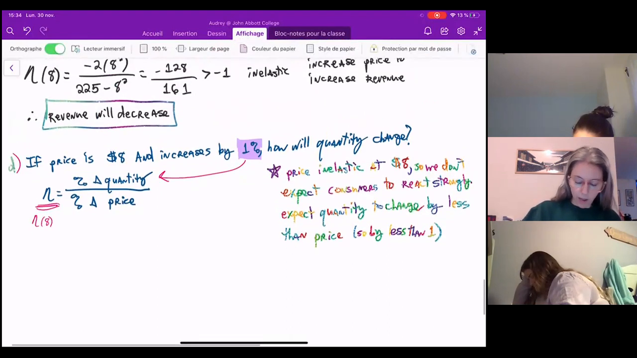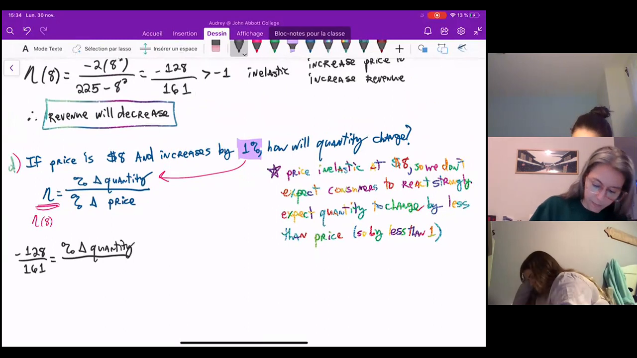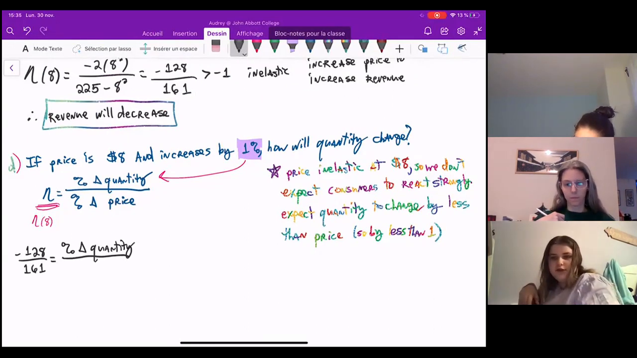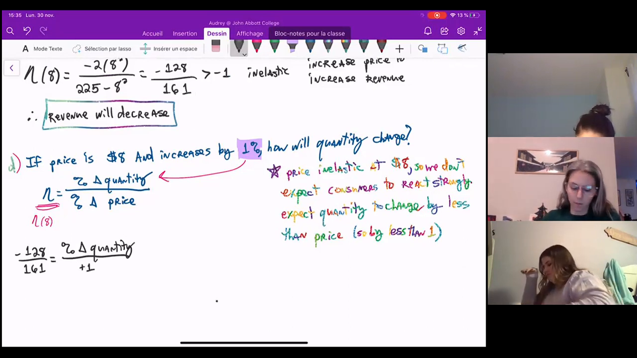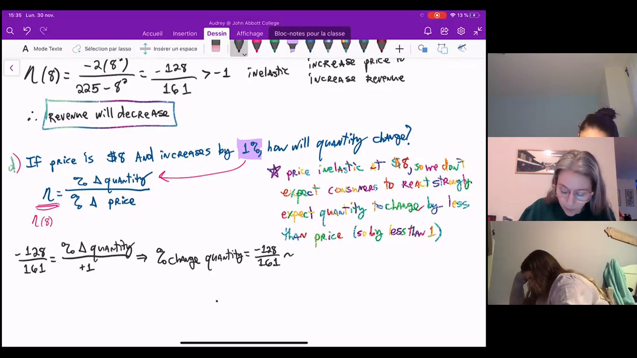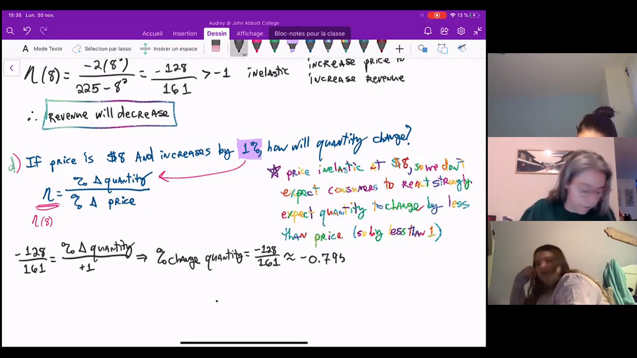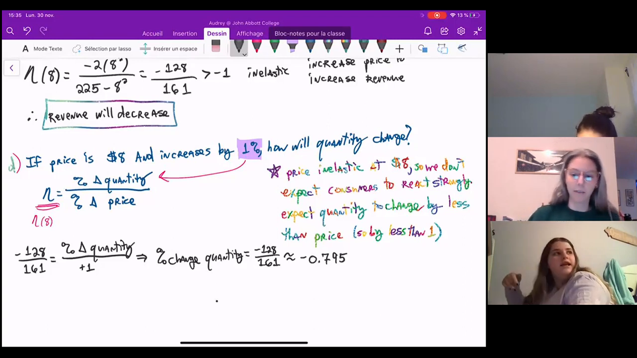So I know that my eta of 8 was negative 128 over 161. And I have my percent change in quantity here. How much is price changing? Is it increasing or decreasing? It's up by 1%, which means I'm going to have a +1 down here. So my percent change in quantity is just equal to elasticity, negative 128 over 161. Price going up, of course we would expect quantity to go down, and this is approximately 0.795. It is less than that one. So we would expect quantity to decrease by 0.795%.